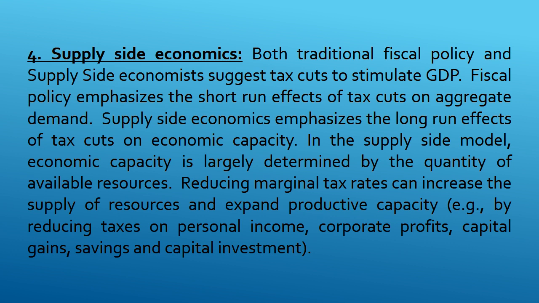Both traditional fiscal policy and supply-side economists suggest tax cuts to stimulate GDP. Fiscal policy emphasizes the short-run effects of tax cuts on aggregate demand. Supply-side economics emphasizes the long-run effects of tax cuts on economic capacity. In the supply-side model, economic capacity is largely determined by the quantity of available resources. Reducing marginal tax rates can increase the supply of resources and expand productive capacity.